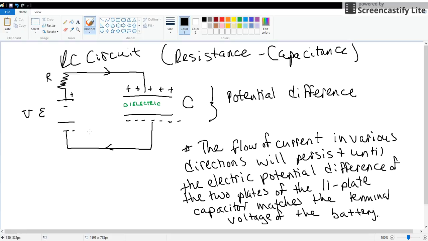So for example, if the battery had a terminal voltage, we could write this as V sub t is equal to 12 volts, then this migration of charge would continue until the potential difference of the two capacitor plates is equal to 12 volts. I hope this helped, and I will see you in the next one.